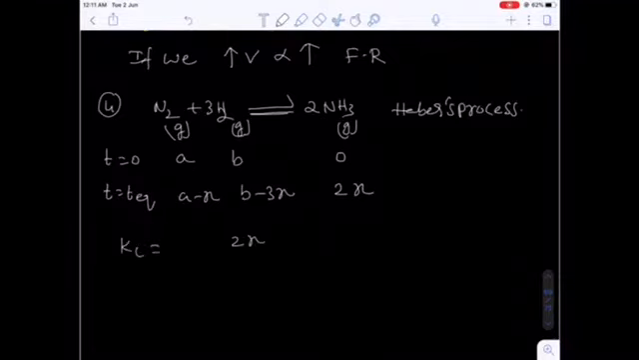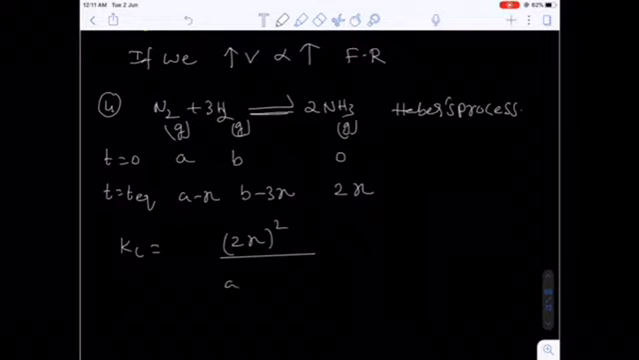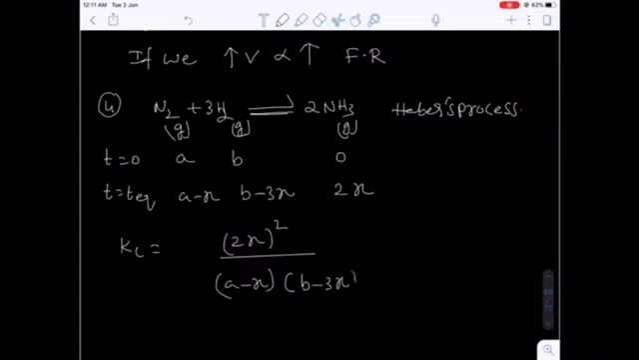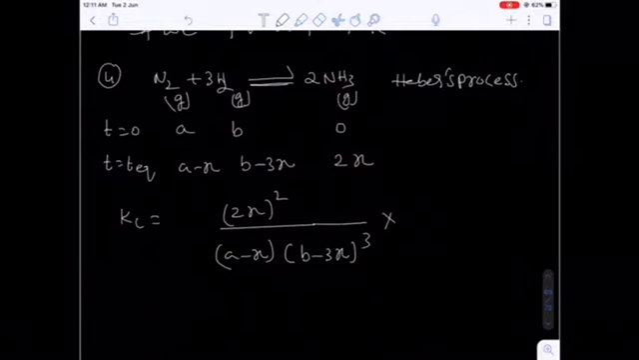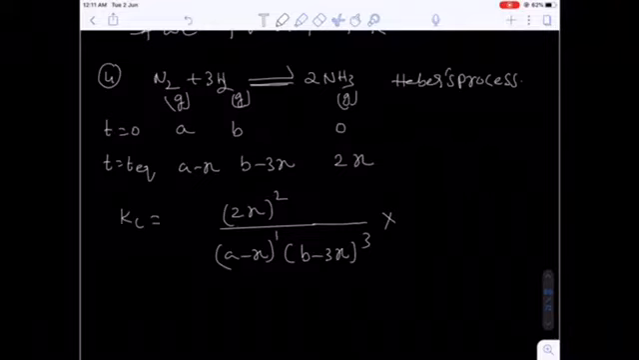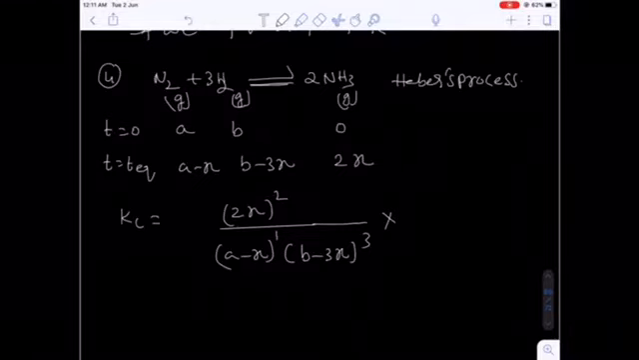From here, the equilibrium expression Kc value is (2X) whole squared divided by (A minus X) into (B minus 3X) whole cube. Now I am writing the volume. Here there is a simple technique to write the volume. What is the power of the numerator? 2. What is the power of the denominator? 1 plus 3, 4.